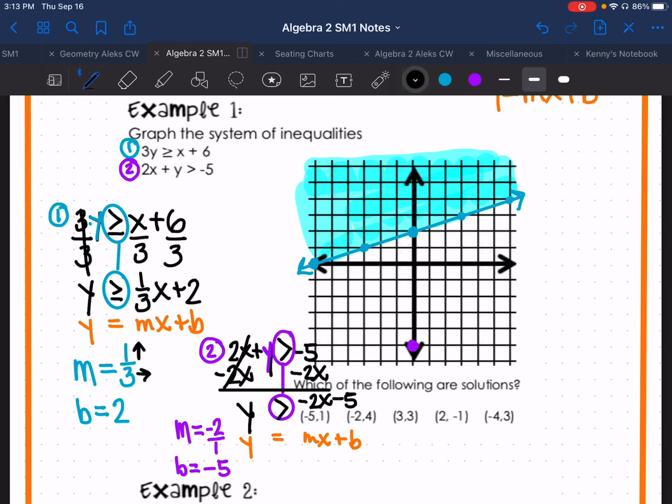Now, -2 over 1 would mean down 2 and 1 to the right. I really can't go down 2. Look, 1, and I don't have any more graph. So I'm going to go in the opposite direction. 2 up and 1 to the left. So 2 up, 1 to the left, 2 up, 1 to the left. I want to just continue this pattern until I run out of space, and there's my last one. So let's put those points in.